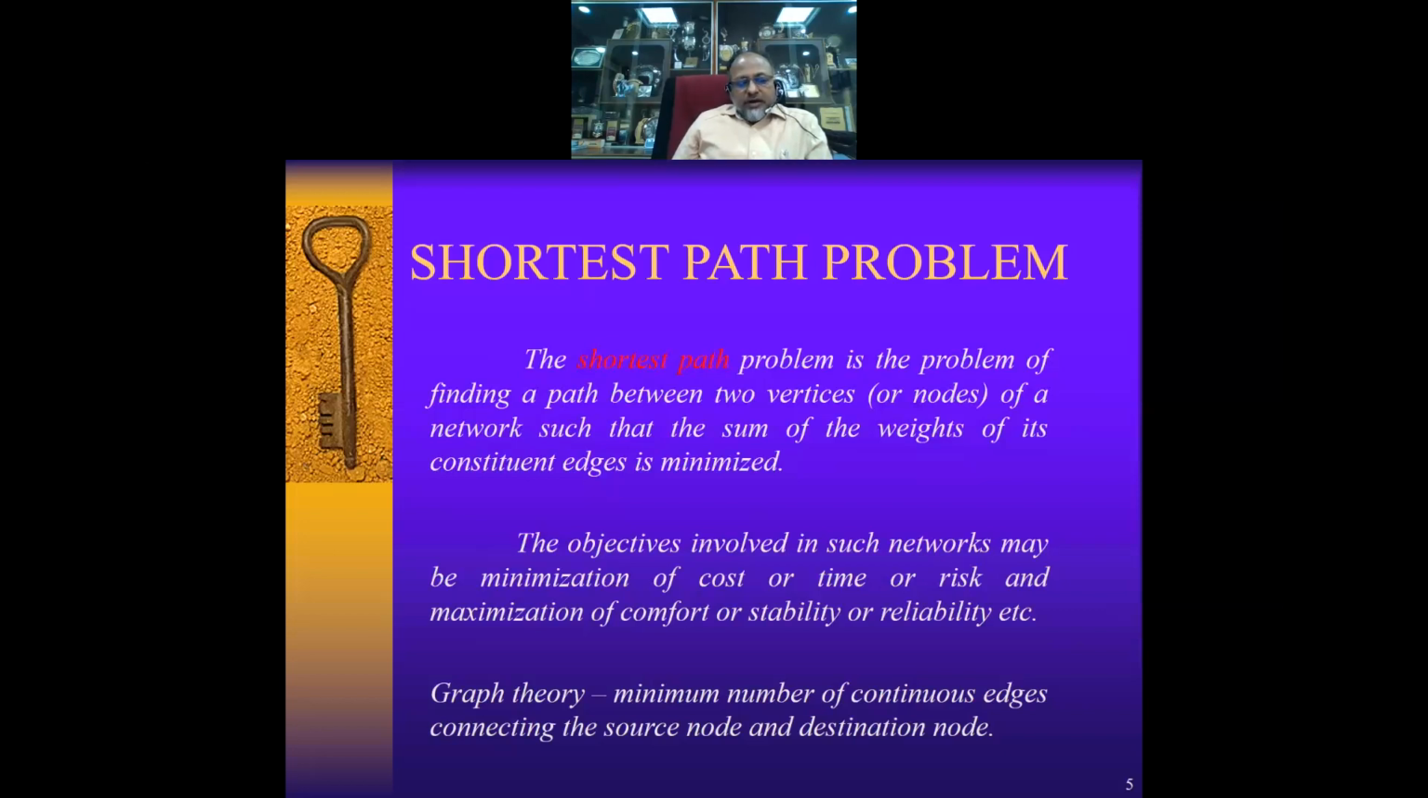In graph theoretical concepts, the shortest path means the number of continuous edges connecting the source node and destination node. But in the network model, the shortest is not necessarily a path or a distance. In place of the shortest path, we can consider minimization of cost or maximization of comfort, stability, etc.